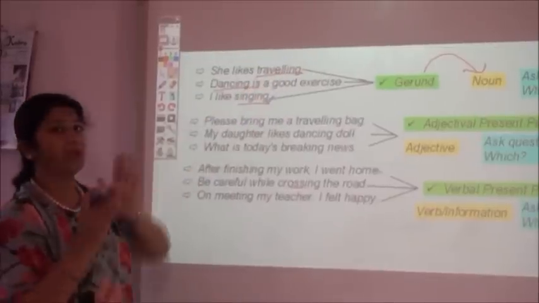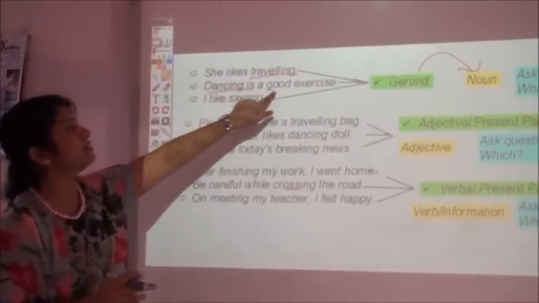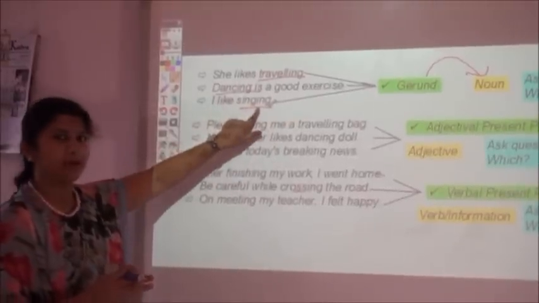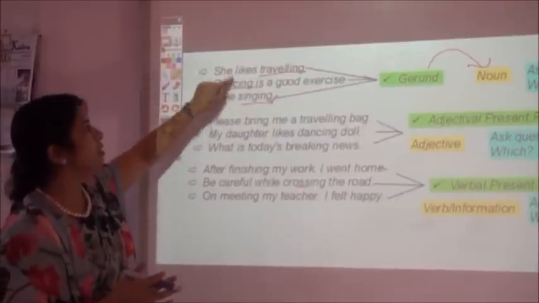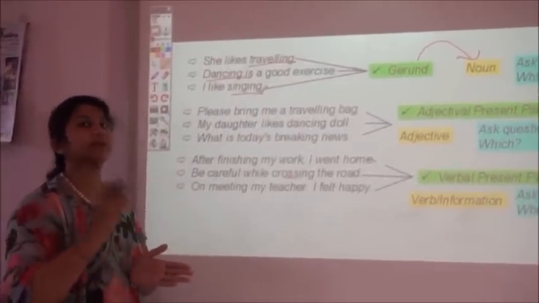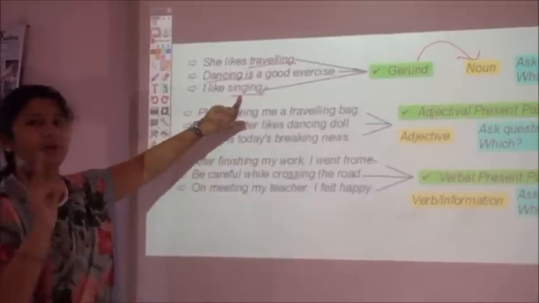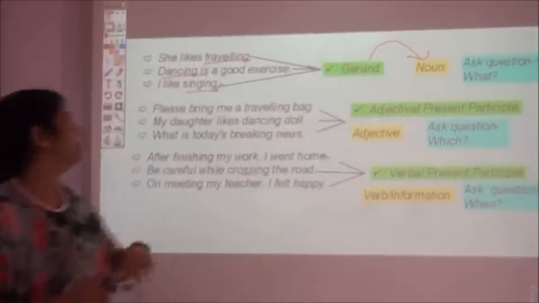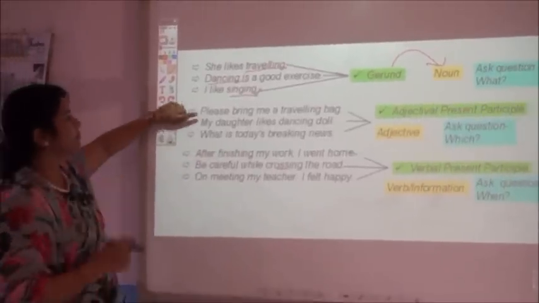So traveling behaves as what? Noun. Dancing is a good exercise. Something is there which is good. Okay. I like singing. I like something. So in all these three sentences, these ing verbs are behaving as a noun. That's why this is called non-finite verb. Which kind of non-finite verb? Gerund. Clear? Now come to another part.